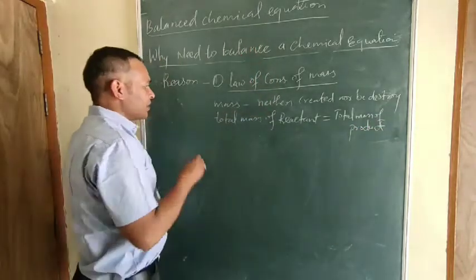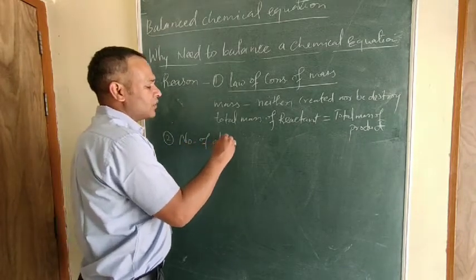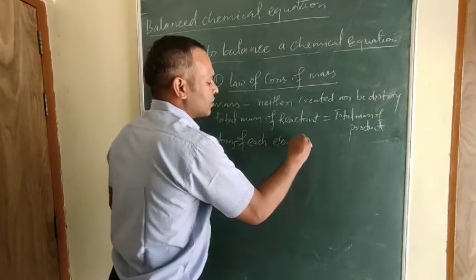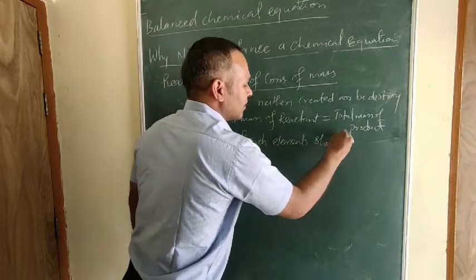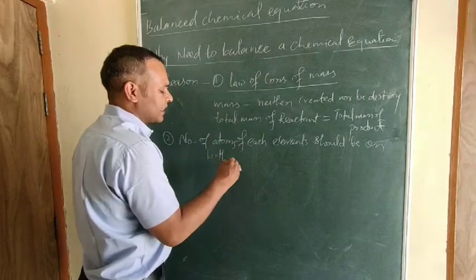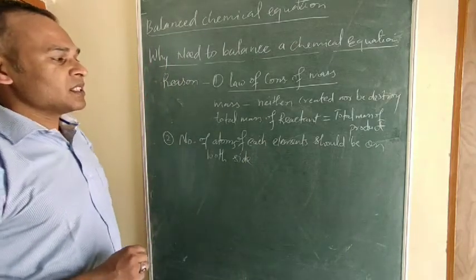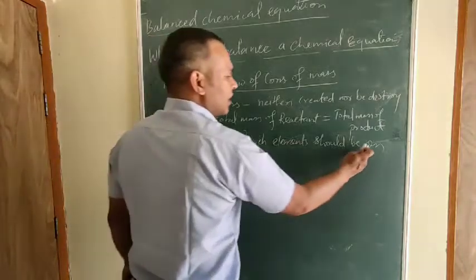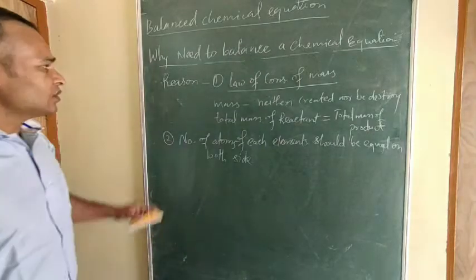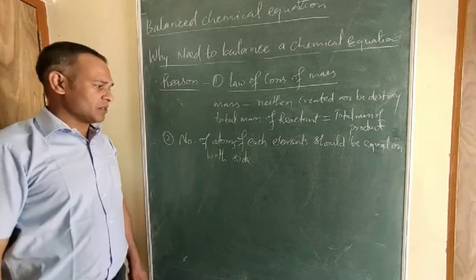Number one. The second reason is the number of atoms of each element should be equal on both the sides. हर एक एलिमेंट का एटम का जो नंबर है वो कैसा होना चाहिए? Should be equal on both the sides. So because of these two reasons, there is a need to balance a chemical equation.